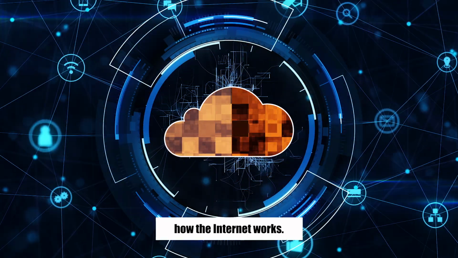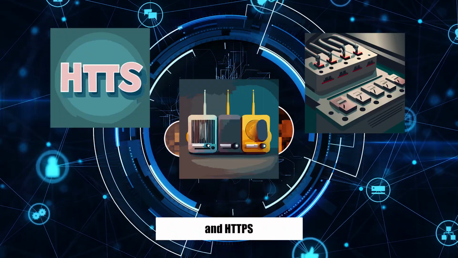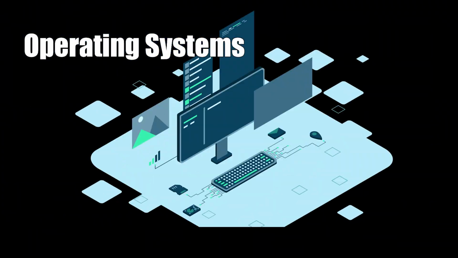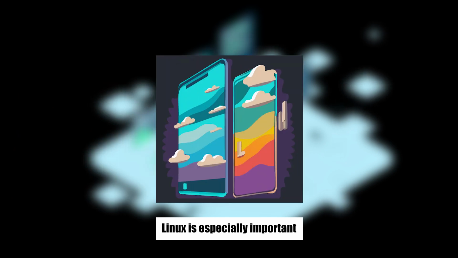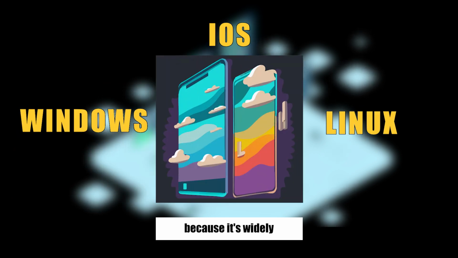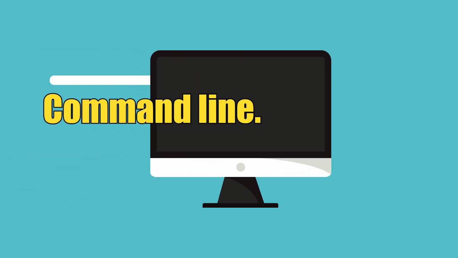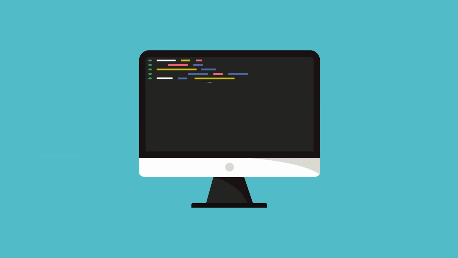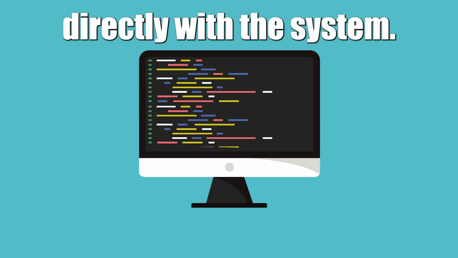Networking, learn how the internet works, IP addresses, protocols like HTTP and HTTPS, and the basics of routers and switches. Operating systems, get comfortable with both Windows and Linux. Linux is especially important in cybersecurity because it's widely used in servers and security tools. Command line, learn how to use the command line. In many cases, graphical interfaces won't cut it and you'll need to work directly with the system.